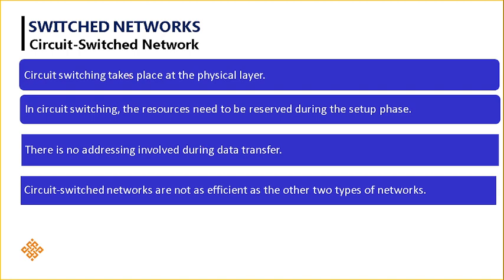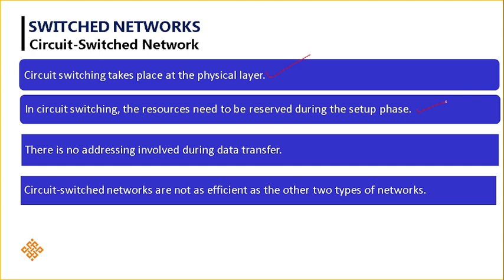So circuit switch networks operate in the physical layer. In the OSI model, the circuit switch networks will function in the bottom layer, that is physical layer, whereas message switching, we have seen, functions in the application layer. In circuit switch network, the resources need to be reserved during the setup phase.